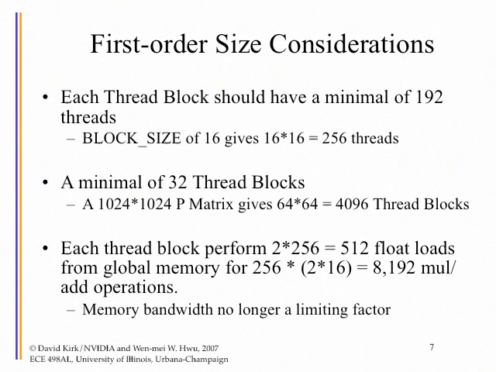Okay, and so let's say a 1,024 by 1,024 matrix gives you 64 by 64 blocks, and that gives you 4,096 thread blocks. That's plenty to saturate this machine. So if you have a 1K by 1K matrix multiplication, you should get pretty good performance out of this piece of code.